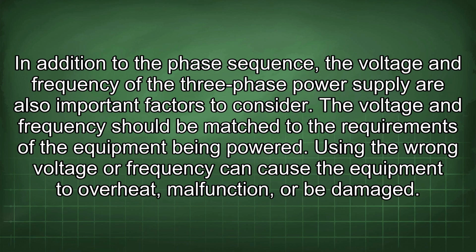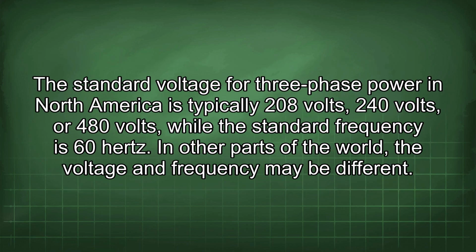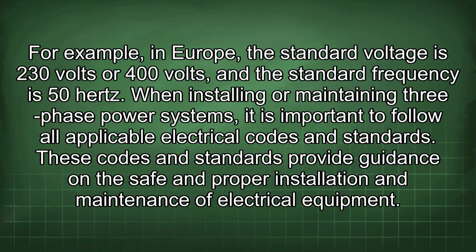Using the wrong voltage or frequency can cause the equipment to overheat, malfunction, or be damaged. The standard voltage for three-phase power in North America is typically 208 volts, 240 volts, or 480 volts, while the standard frequency is 60 Hz. In other parts of the world, the voltage and frequency may be different. For example, in Europe the standard voltage is 230 volts or 400 volts, and the standard frequency is 50 Hz.